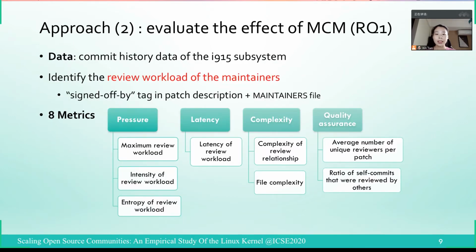To evaluate the effect of MCM, we obtained the commit history data of the INA15 subsystem and identified the review workload of the maintainers. We also designed 8 metrics belonging to 4 dimensions. Maintainers' pressure is measured by how much review work they have done. Latency measures the length of time to review a patch. Complexity measures the complexity of review work reflected by the number of different authors and fields related to a patch. Quality assurance measures the effort to deliver quality.